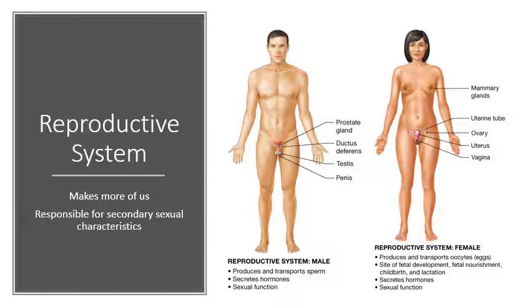Those are created by hormones that are produced by the reproductive system. So in men, the reproductive system is the male genitalia. In women, it's the female genitalia and also the mammary glands in the breasts. So men actually have mammary glands as well, but they're not functional, so we don't really count them.